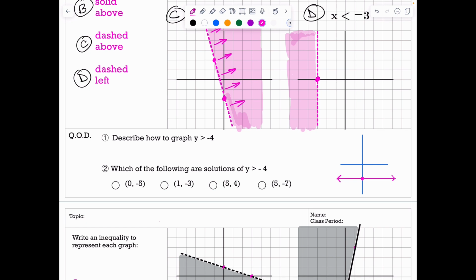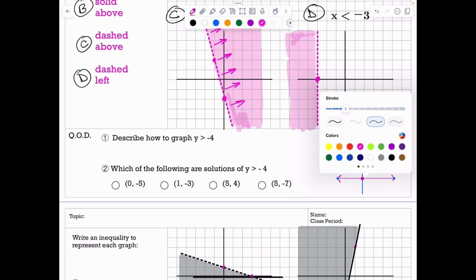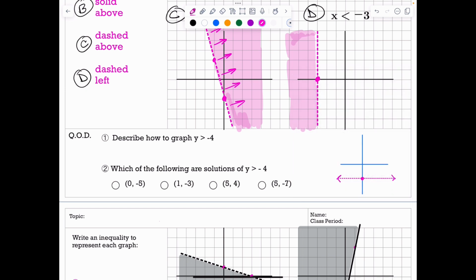Dashed or solid? That's going to be dashed. Do I shade above or do I shade below? It's greater than, so I'm going to shade above. Yep. B, skip B. All right. Now I need to describe what I just did. I need to put that into words.